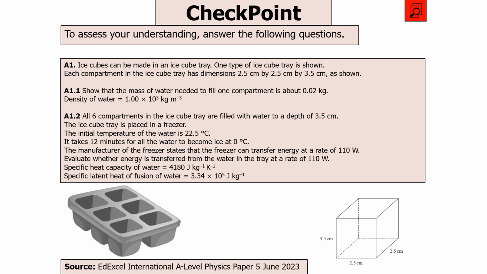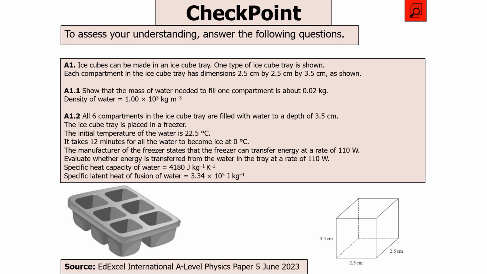The next question says, ice cubes can be made in an ice cube tray. One type of ice cube is shown. Each compartment in the ice cube tray has dimensions of 2.5 centimeters by 2.5 centimeters by 3.5 centimeters. Show that the mass of the water needed to fill one compartment is about 0.02 kilograms.